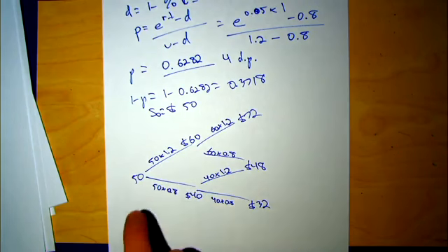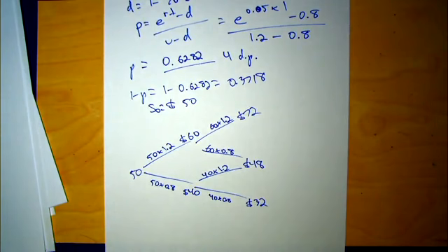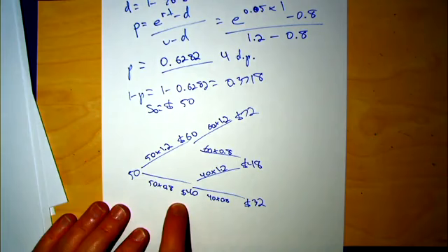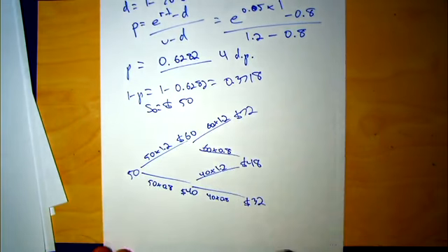The tree wasn't given to me. I was told your initial stock price is $50. Prices can go up or down by 20%. So all I did was multiply by 1.2 or 0.8, adding on 20%, subtracting 20%, to get my values on the nodes. Okay, that's all I did.